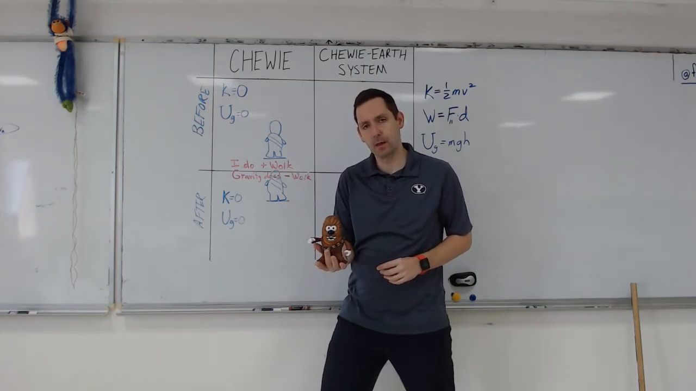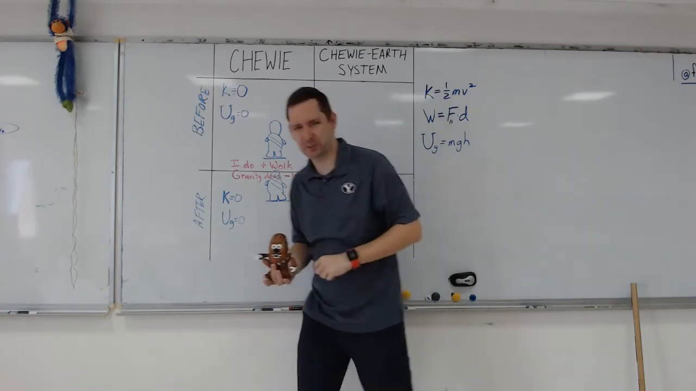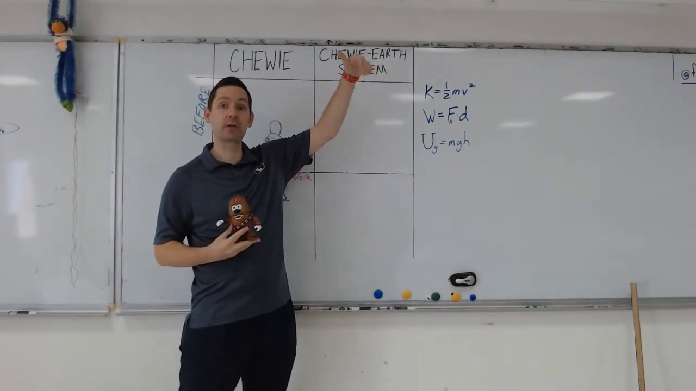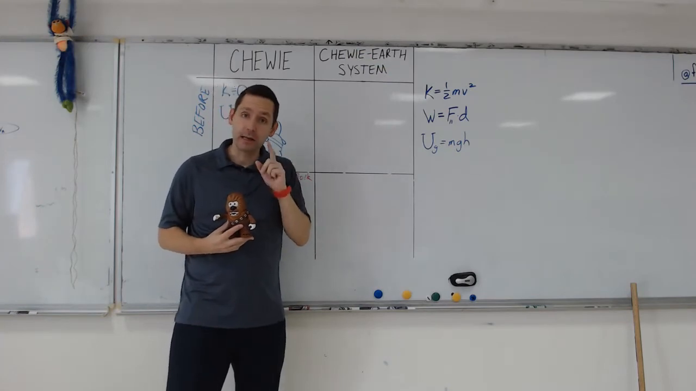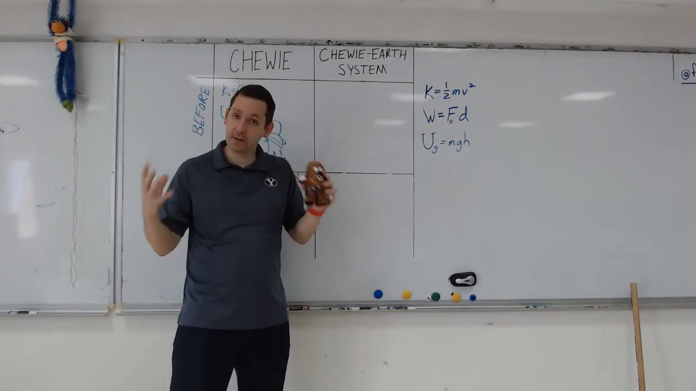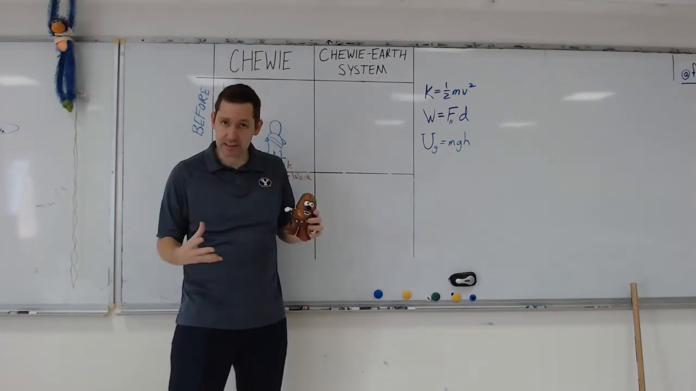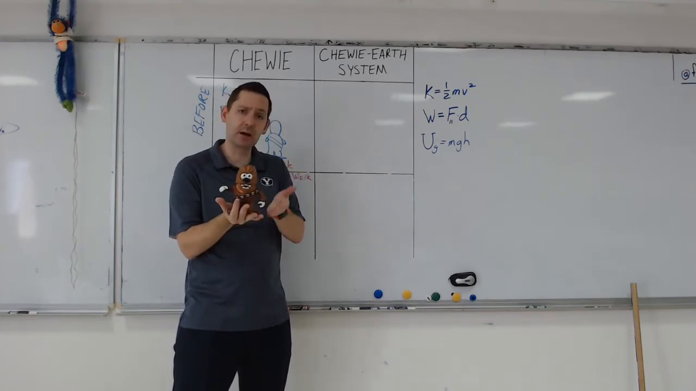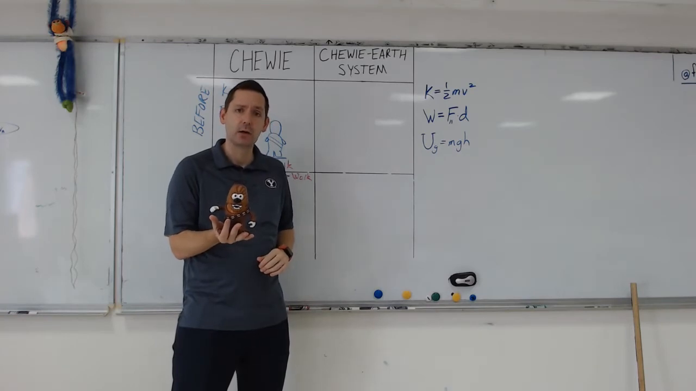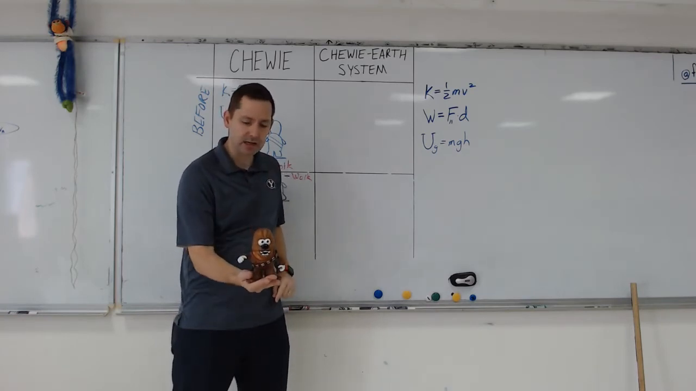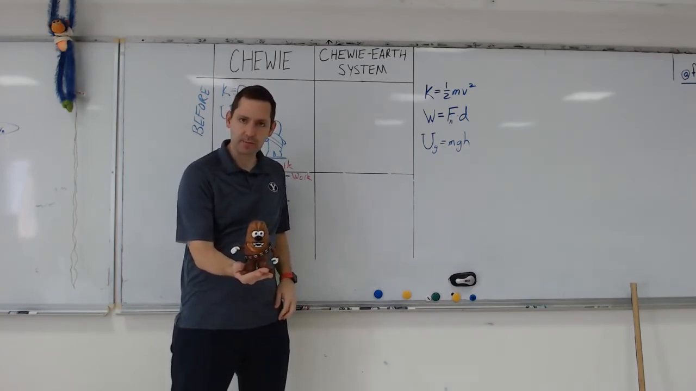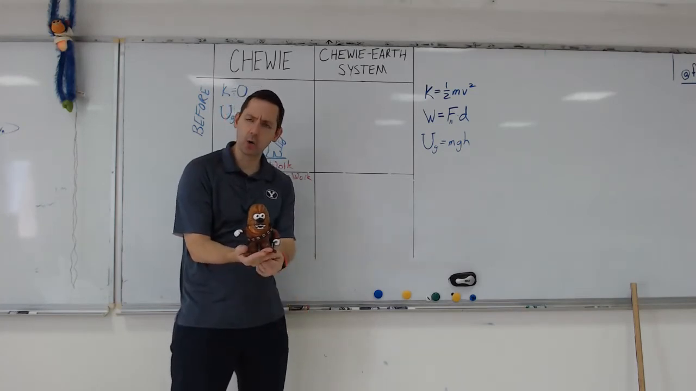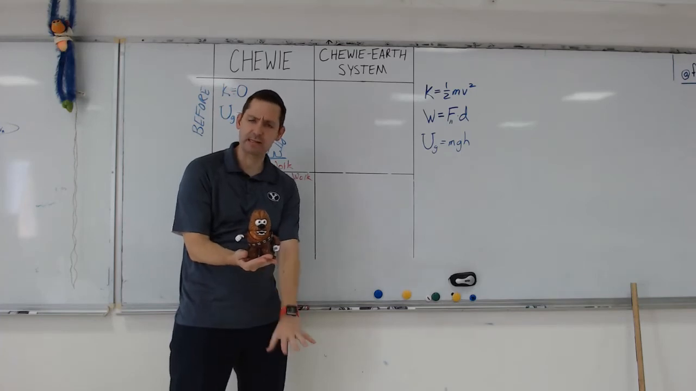All right? Let's look at this from a different perspective. Let's look at it from the perspective of the Chewie-Earth system. Now, in this situation, Chewie and the Earth are working together as a system. The forces on Chewie are the same, right? It's still my hand pushing up. It's still gravity pulling down. But this is different. I start with Chewie down here. No kinetic energy. But he does have a low amount of potential energy because he's down here.